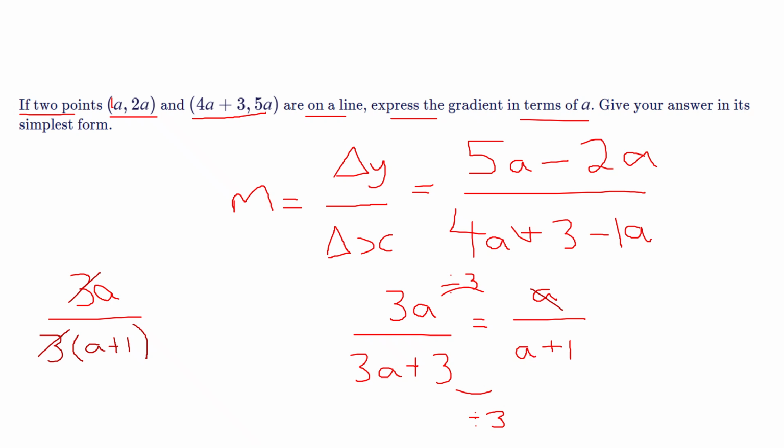So my final answer is just A over A plus 1, okay? And that, guys, is my final answer, as a gradient here in terms of A. So that's the gradient of this line, given these points.